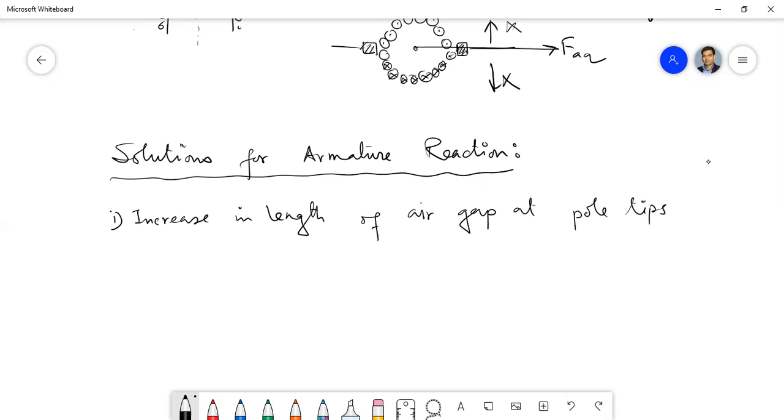Suppose this is your armature surface, and these are the tips, isn't it? So these are the pole tips, two pole tips. It is saying that you have to increase the length of the air gap at the pole tip. So how can you accomplish that?